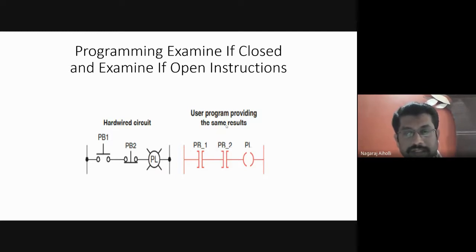So when it is connected here, this indicates the examine if closed instruction for push button 1, then the second one for push button 2. Here it doesn't matter whether push button 1 is a normally open contact or push button 2 is a normally closed contact. What we want is that the logic condition should be true. That means there should be continuity from the input to the output. Push button 1 examine if closed is true, and push button 2 is also true, and the pilot light will be turned on.